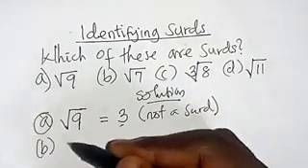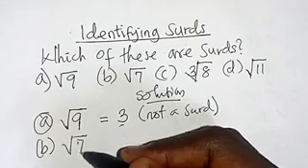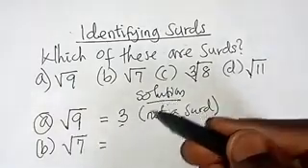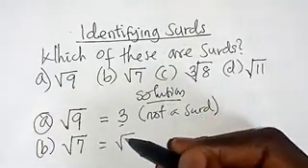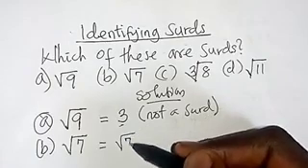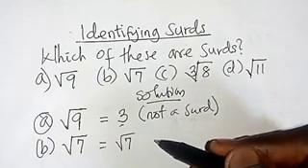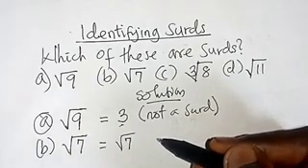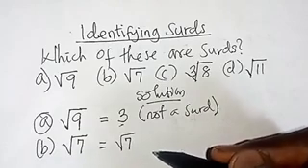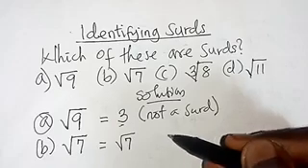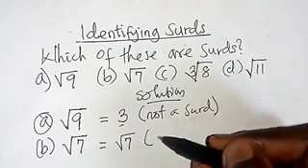B, you have square root of 7. Square root of 7 will still remain square root of 7. When you take the square root of it, it gives us a decimal number which does not terminate, and it also does not repeat itself. The decimal number is not repeating. So this is a surd.